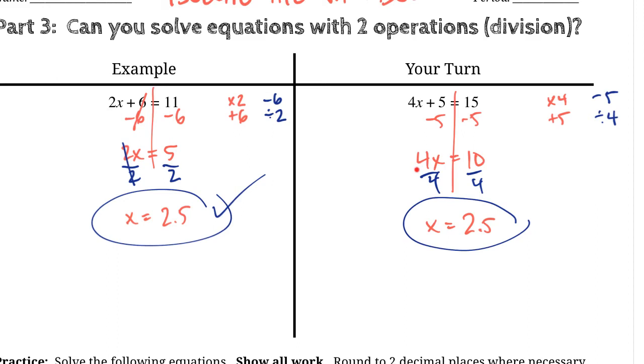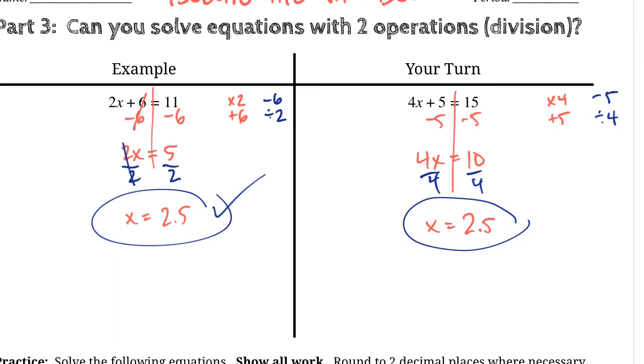And then how do you get rid of this 4 times x? Well, you divide by 4. So that was the second operation we did. So all we did was we subtracted 5, and then we divided by 4, right? These are the original operations. So originally, x is being multiplied by 4 and added by 5. We just need to do the opposite.